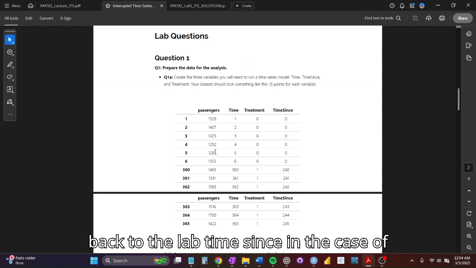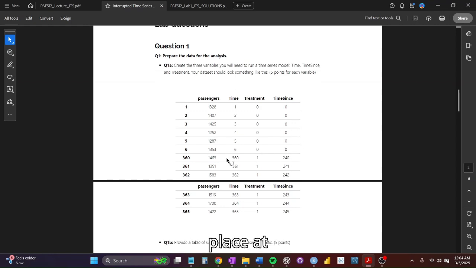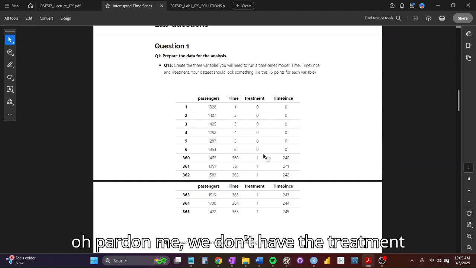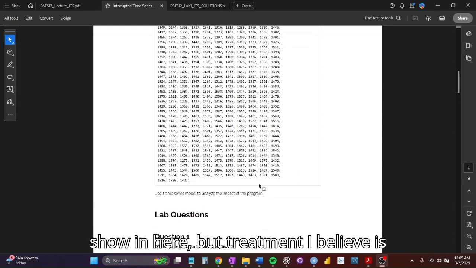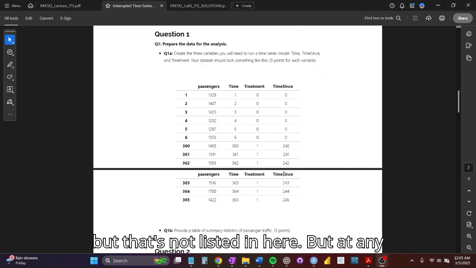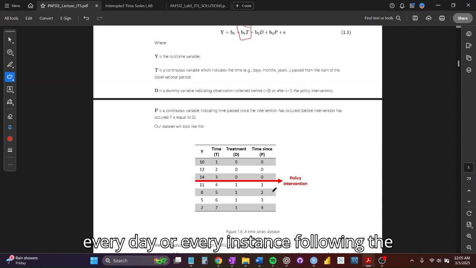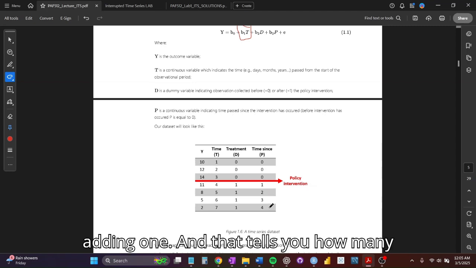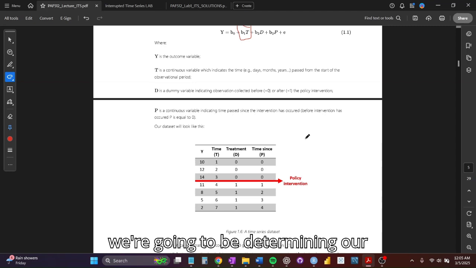So again, circling back to the lab, time since in the case of our treatment here, our treatment takes place at, oh, pardon me, we don't have the treatment here. Treatment doesn't explicitly show in here, but treatment I believe is day 121. Yeah, 121. But that's not listed in here. But at any rate, hopefully that makes sense. For every day or every instance following the treatment date, you're just going to be adding 1, and that tells you how many days after. And that's very helpful when we're going to be determining our predicted values.